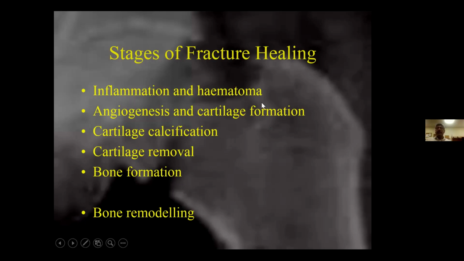So going back again, where I find people get confused is that they interchange the first 2, right? So try to remember that hematoma and inflammation is your first stage. Angiogenesis and cartilage formation is your second. The calcification of that cartilage will be third. Removal of the cartilage will be fourth, and then finish with bone formation and bone remodeling. So let's do each one to know where we are.